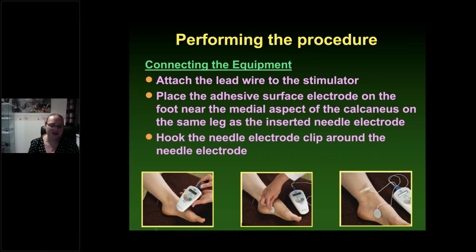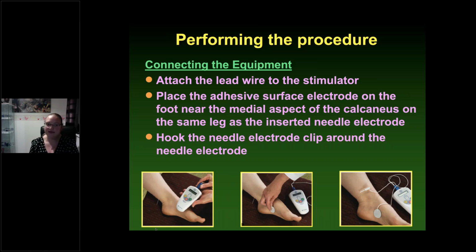We're then going to attach the lead wire to the stimulator, place the adhesive surface electrode on the foot near the aspect of the calcaneus on the same leg that the needle's in, and you're then going to hook the needle electrode clip around the needle electrode.